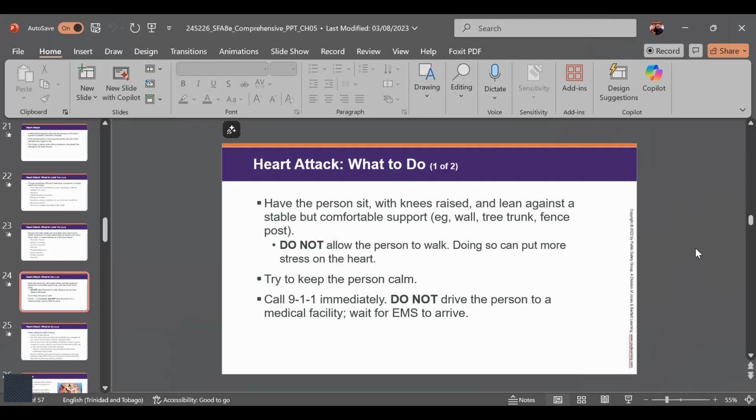Okay? And what if the location where you are, the health facility, the accident and emergency is 10 to 15 minutes away? Sometimes you have to take those things into consideration and decide for yourself what is the best option.